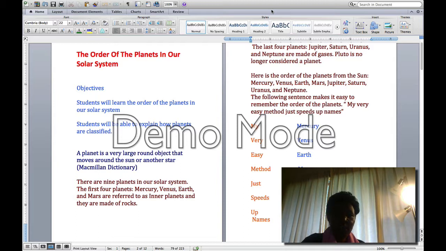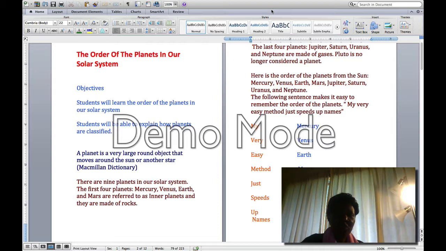The first 4 planets, Mercury, Venus, Earth, Mars, are referred to as the inner planets, and they are made up of rocks. And the last 4 planets, Jupiter, Saturn, Uranus, and Neptune, are made up of gases, and they are referred to as the outer planets. Pluto is no longer considered a planet.